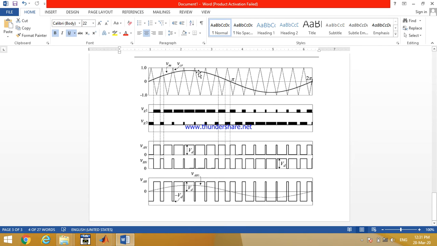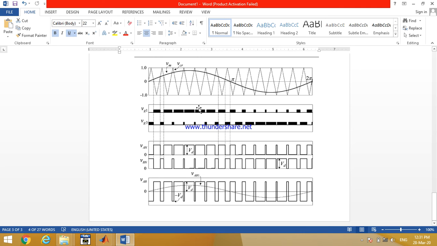The sine wave frequency will be 50 Hz, and the triangular carrier wave frequency should be minimum 3 times or 4 times of our modulating signal, that is the sine wave. That means if we have selected 50 Hz for our sine wave, the carrier frequency should be 1000 or 1100 or 1500, like that.